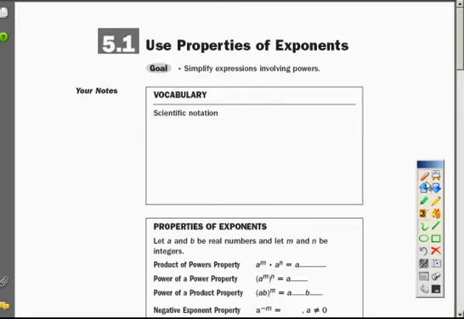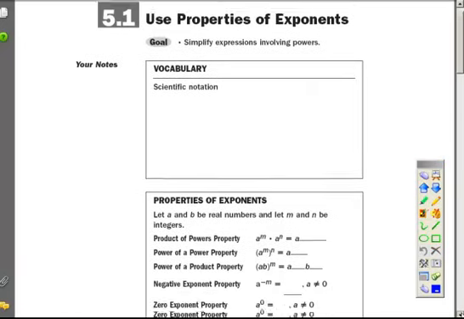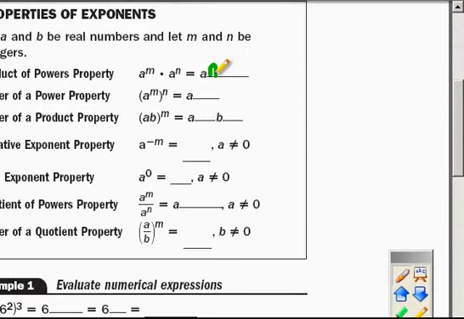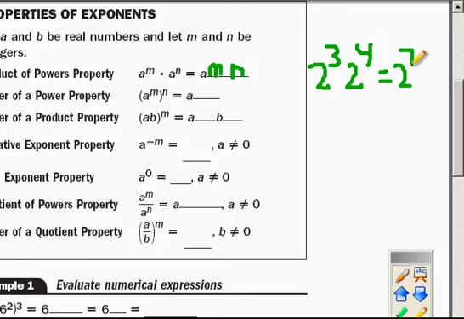Let's take a look at some of these properties of exponents that you might remember from previous courses. A to the m times a to the n would be a to the m plus n. That would be something like 2 to the 3rd times 2 to the 4th is going to be 2 to the 7th power. And I think I wrote this a little wrong here. There should have been a little plus symbol in there. A to the m plus n.